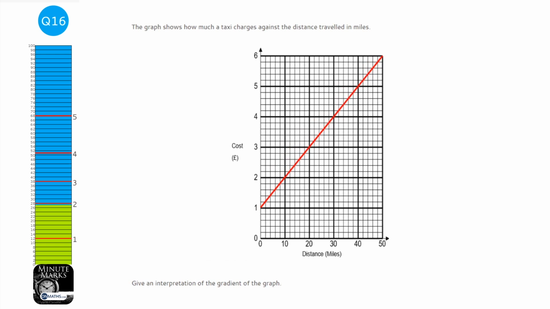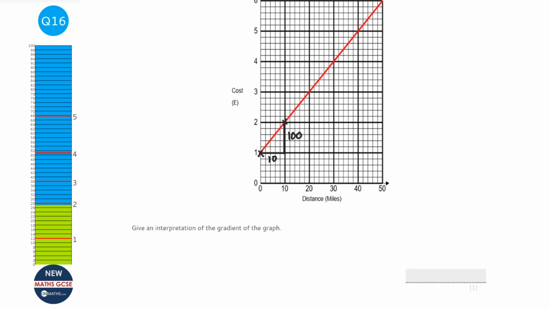To answer this question, first of all, we need to know what the gradient is. So what you do is you pick 2 points that you know the coordinates of, which is that one and that one I'm going to pick. Works with any of them. And we work out how much up and how much across it's gone. Well, it's gone 1 up, but I'm going to do this in pence. So I'm going to say it's gone 100 pence up, and it's gone 10 miles across. So to work out the gradient, we're going to do the change in y, so how much it's gone up, over how much it's gone across.